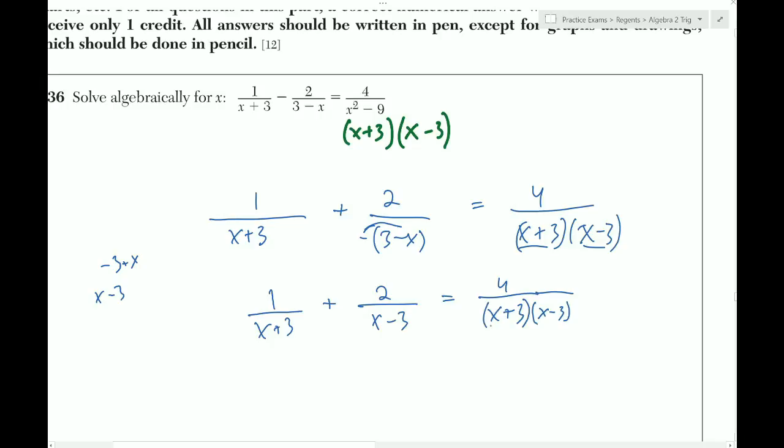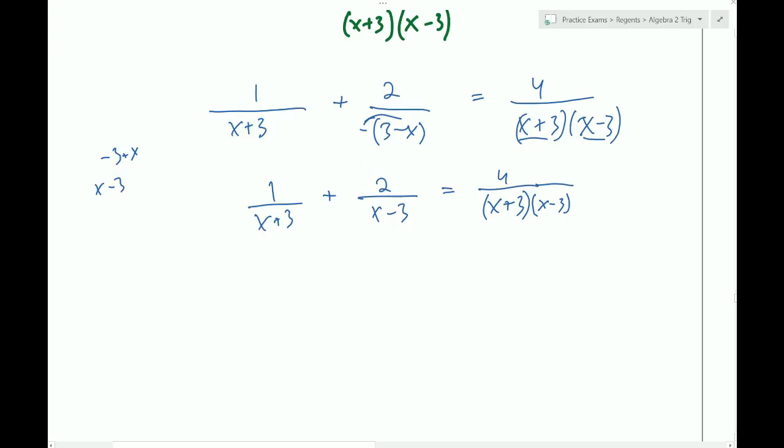Right, so that makes it a little nicer. Now at this point, in order to get these to be common denominators, we just have to write in what's missing, top and bottom. So here we're missing an x minus 3, top and bottom. Here we're missing an x plus 3, top and bottom.